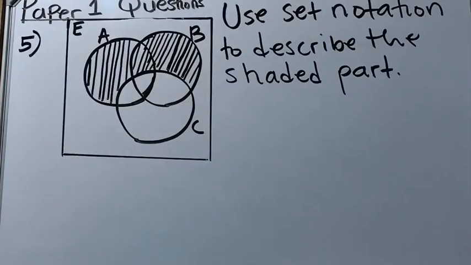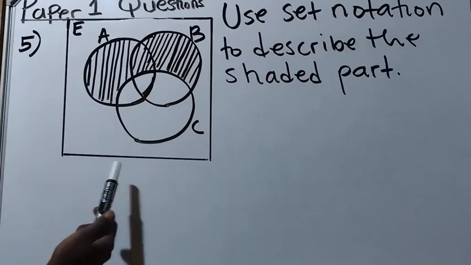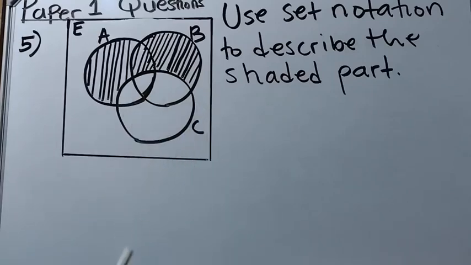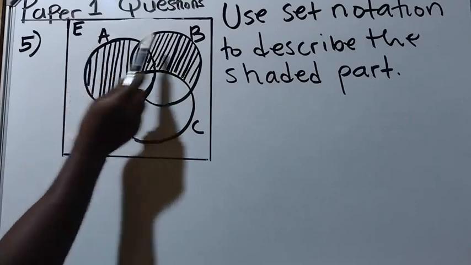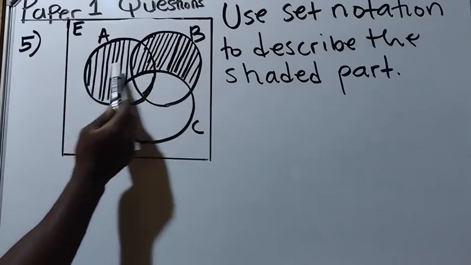Right. We are now on question 5. So the question 5 reads, use set notation to describe the shaded part. All right. So you can see this is a question that is coming from sets, grade 10 work, not so. So I have sets A, B, and what? C. So this is the shaded part.